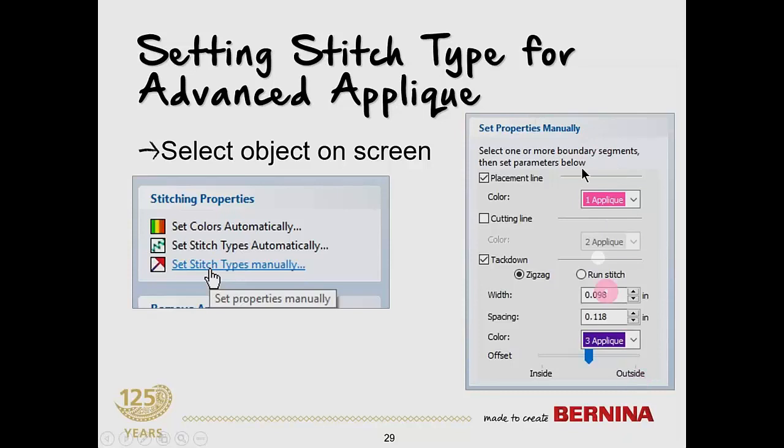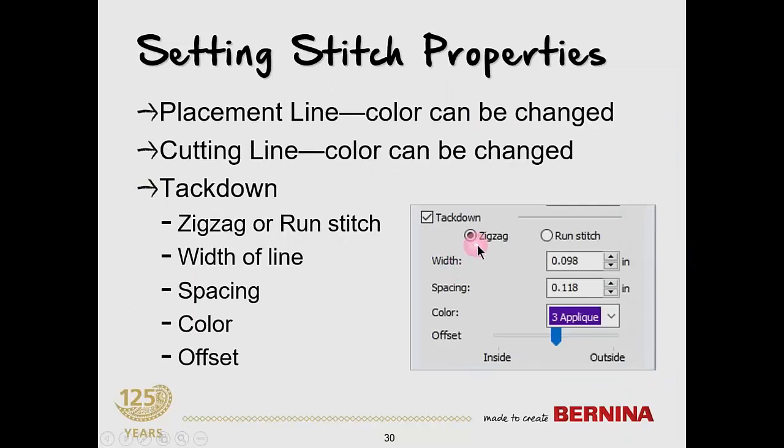And these are the stitch types that can be changed. You can change the color of the placement line and the cutting line. With the tack down, you have more options. Here, you can change from a zigzag or one stitch. You can also change the width of the tack down, the spacing of the tack down, the color of the tack down, and if you're working with a zigzag, you can actually change the offset just like you can with the regular applique.